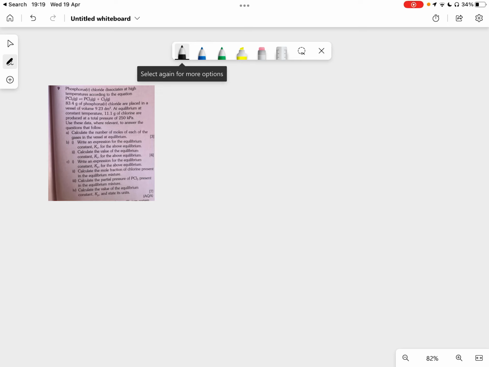Okay, so today I'm going to cover this quick Kp question. Now, this is from the AQA example, but this is very similar to a kind of question you get in a WJEC A-level exam. So we're going to go straight into it.